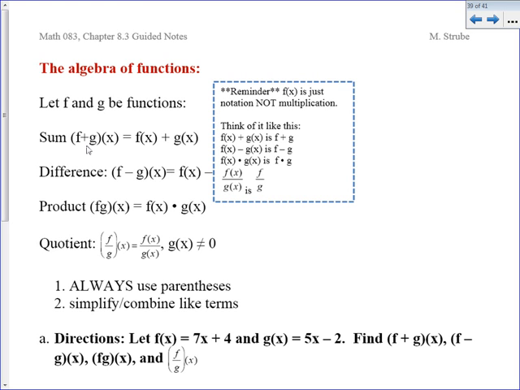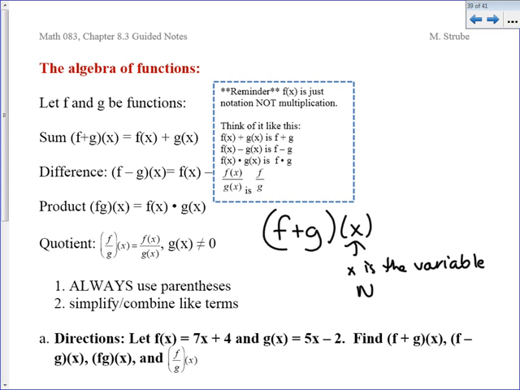What happens is people add f and g and then multiply it by x. That's not what it's saying. This f plus g of x, for example. F plus g of x just says x is the variable. It does not mean multiplied.